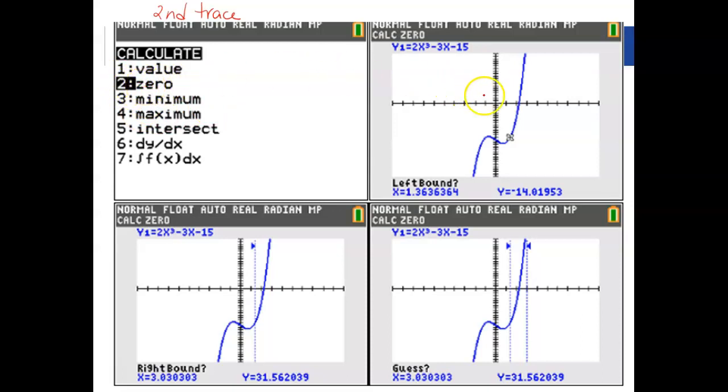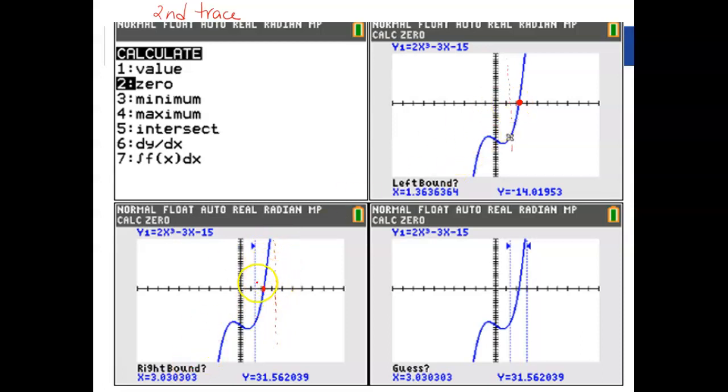Once we choose that, what we're focusing on is finding this point here. So we have to tell the calculator what it asks for, the left bound. You can either type a number here or you can use your arrow keys to move the cursor so that it's over here somewhere. You just want to make sure that I'm somewhere to the left of this point that I'm trying to find. Okay, the next question is going to come up to find the right bound. So with the right bound, again, we want to be somewhere to the right of this point that I'm trying to find here.